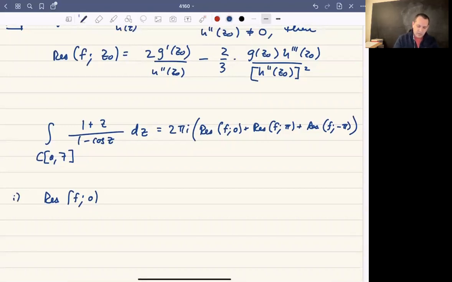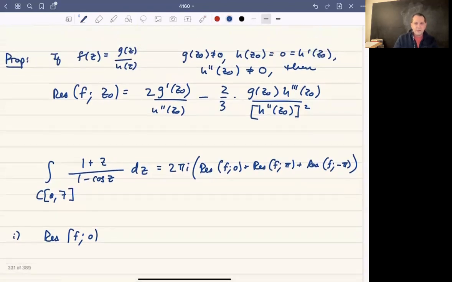Okay, so this is the first one. The residue of f at 0, notice that we're exactly in this situation. If g is 1 plus z and h is 1 minus cosine of z, then notice that the denominator is 0 at 0, because cosine of 0 is 1. The derivative is sine, so that's also sine of 0, which is 0. And then the second derivative is cosine, but cosine of 0 is 1. So this is where the original function and the first derivative are 0, but the second derivative is not 0. And then we can just apply the rule that we have.